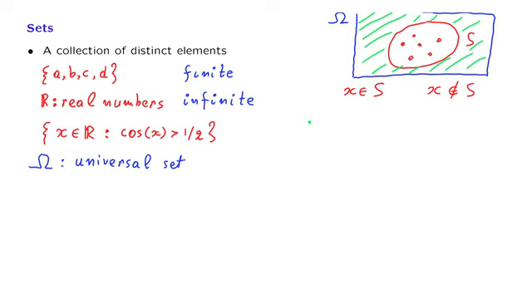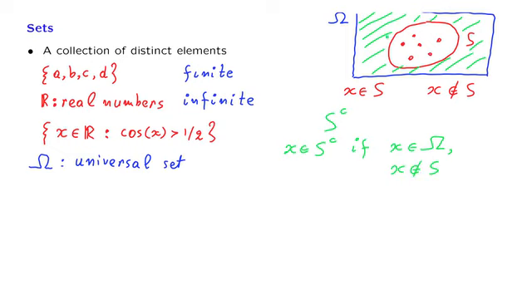And once we have a universal set, we can talk about the collection of all objects or elements that belong to our universal set, but do not belong to the set S. So that would be everything outside the set S. Everything outside the set S we denote this way, and we call it the complement of the set S, and it is defined formally as follows. An element X belongs to the complement of S if X is an element of our universal set, and also X does not belong to S.